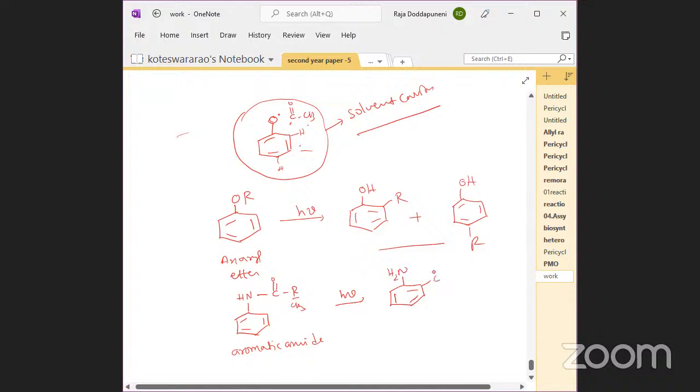Due to that reason, photo-Fries rearrangement is more important for synthesizing products which are not synthesized by the conventional Fries rearrangement. Ethers and amides and imides do not participate in the conventional Fries rearrangement reactions, but the same substrate molecules can undergo the rearrangement reaction under photochemical conditions. Therefore, that is known as the photo-Fries rearrangement reaction. These are the specific reactivities shown by amides and ethers under photochemical conditions. This is the product, and this is the second product. There is a para substituted product.